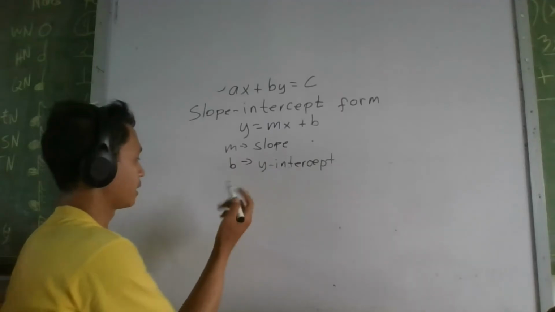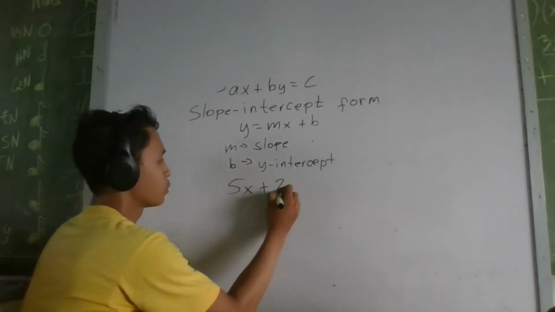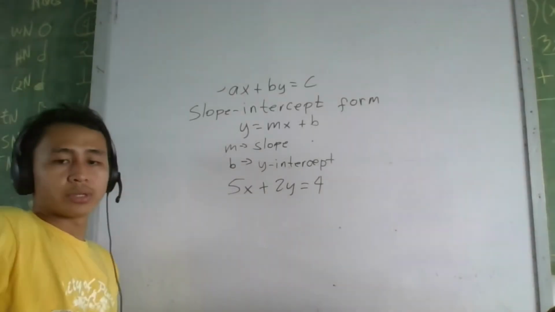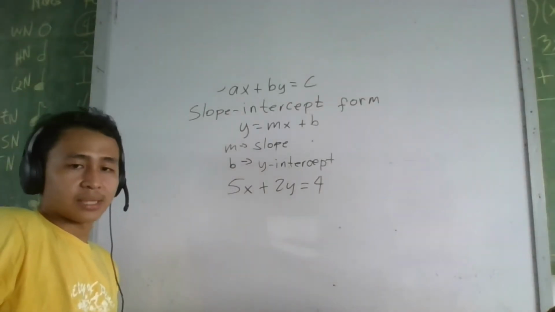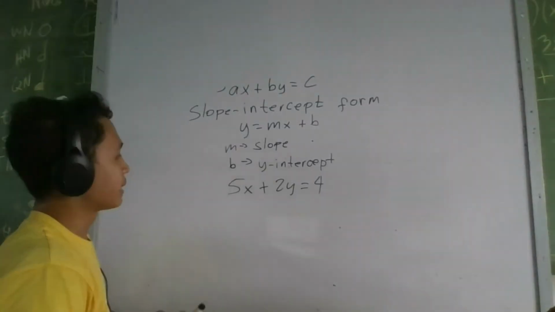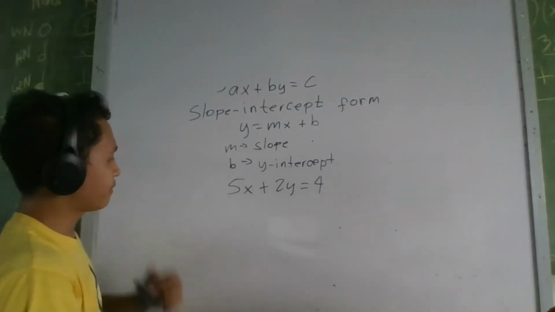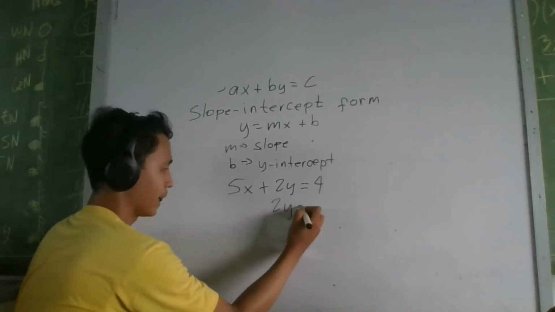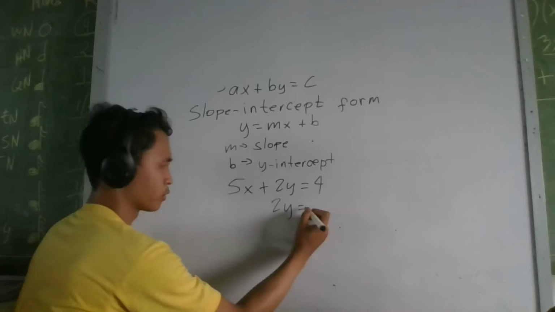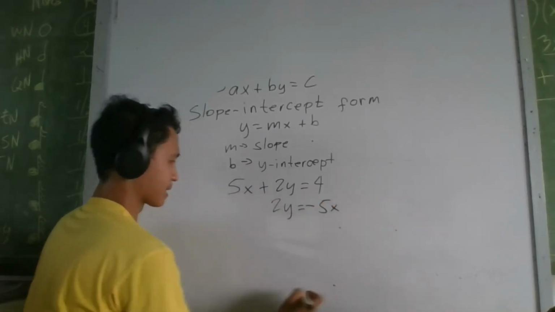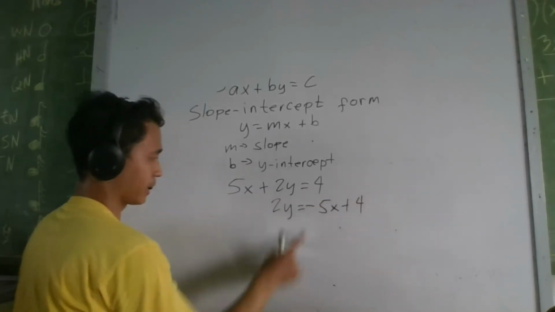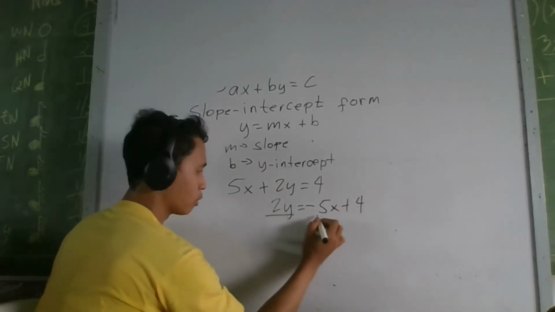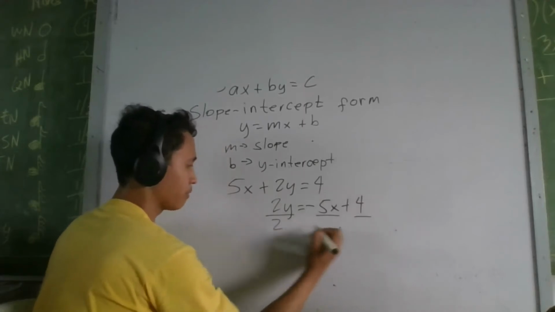Okay, so that is 5x plus 2y equals 4. In this case, how are we going to do this one? That would be the same process, right? Same process lang. Dapat 2y lang yung matira dyan, that is 2y equals, anong gagawin sa 5x? Transpose, so that is negative 5x plus 4. Then of course, dapat y lang yung matira, divide all terms by positive 2.